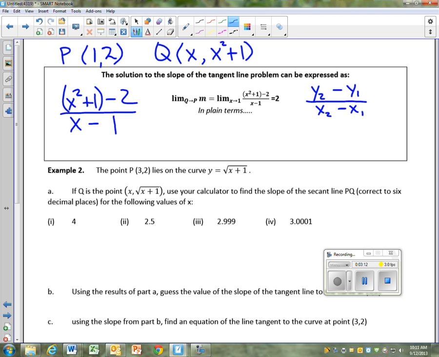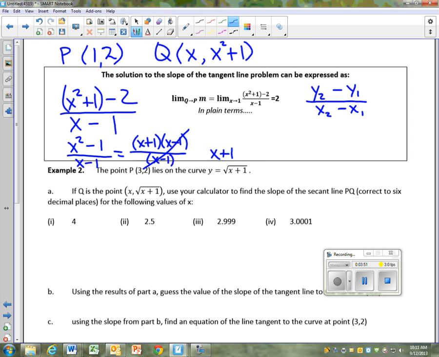Watch what happens. How many points again do we have? What is x squared plus 1 minus 2, divided by x minus 1? Can you divide those? Does the top factor? The top factors to x plus 1 times x minus 1, divided by x minus 1. What happens? What are you left with?